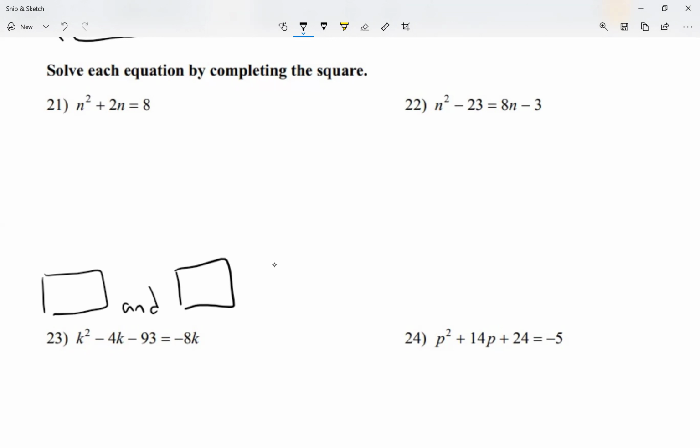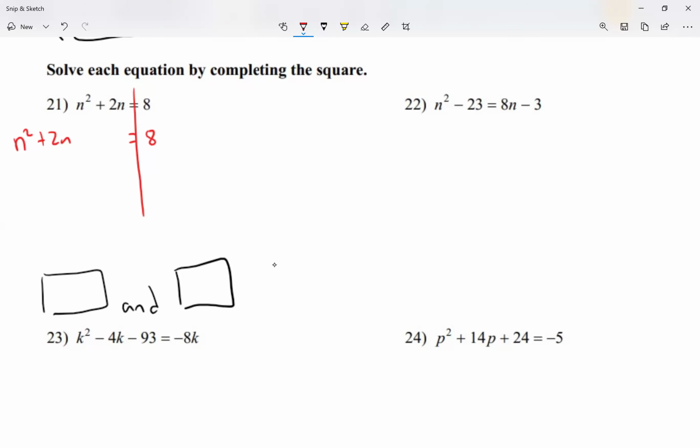What I'm going to do is make sure that everything that has a letter, I'm going to put it on the left side of the equal sign. Everything that does not have a letter, I'm going to put it on the right side. So looking at 21, n squared plus 2n will stay on the left side of my equal sign. Let me write it like this: n squared plus 2n. Let me leave a space right there, I'm going to use the space later. And this is equal to 8. Notice the 8, I'm going to put it on the right side, and I'm going to use the space after the 8 in a minute.